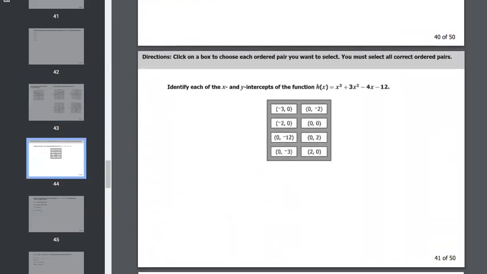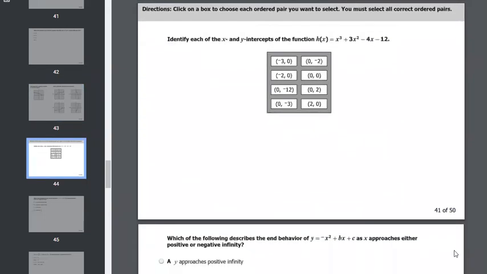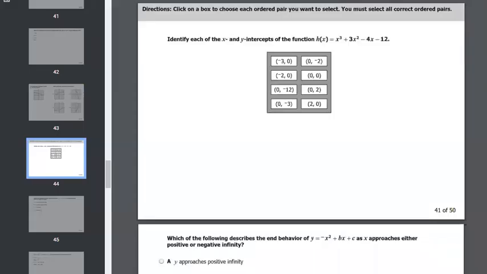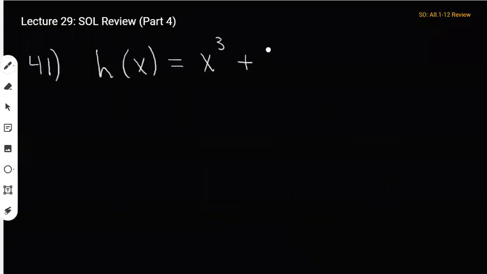Okay, let's look at 41. 41 gives me a function h of x. Let's go ahead and write it down. The function h of x is equal to x cubed plus 3x squared minus 4x minus 12, I think. Yeah.